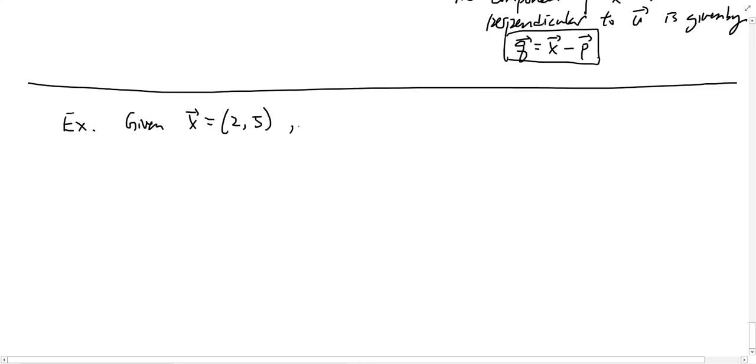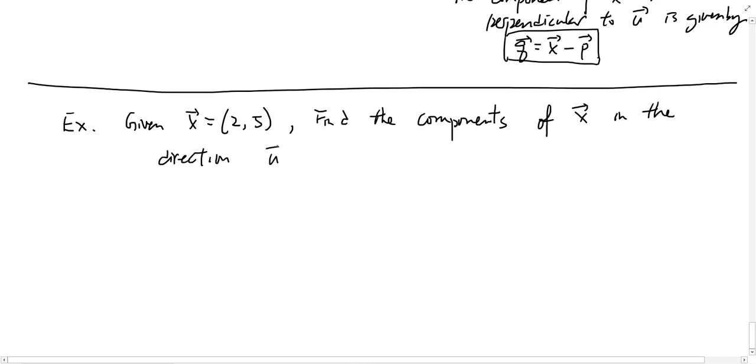So here we have the vector x. And now I'm going to ask you to find the components of x. So x is the vector that we know, and we should try to break it down into two components. Components of x in the direction of vector u equal to 1 over radical 2, 1 over radical 2.